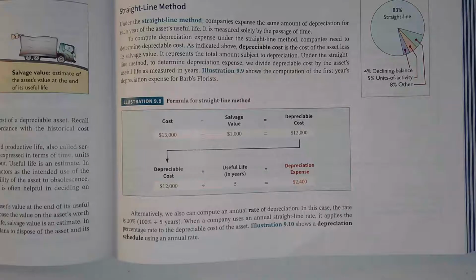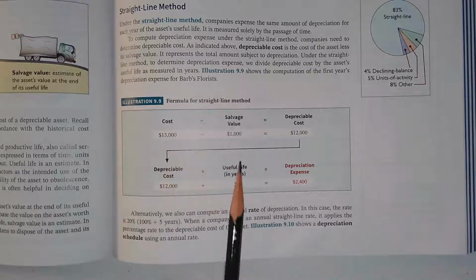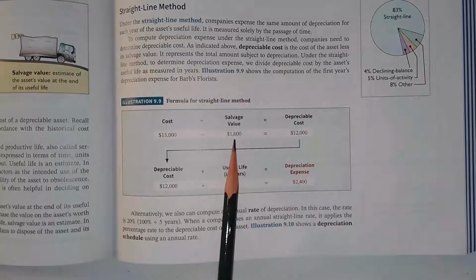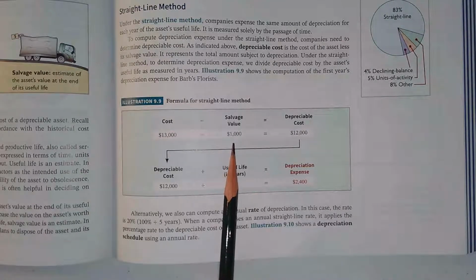In this example that's straight out of the book, they talk about a flower shop purchasing a delivery truck. And they go through it a couple different ways. This is illustration 9.9 that I'm going through first. When they buy the truck, the cost is $13,000. The salvage value that you see here is what they think, at the end of its useful life, that we can discard of this asset and get $1,000 back.